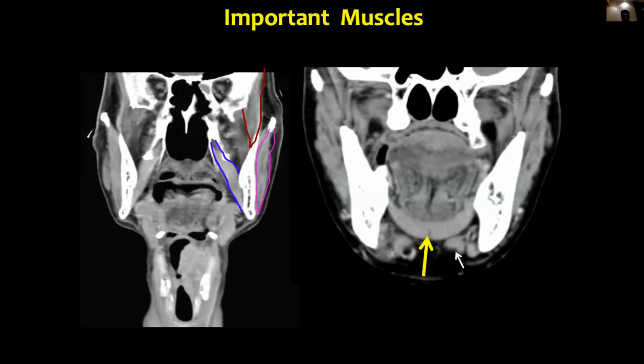As we move forward, I forgot to tell you the masseter muscle over here. So the masseter muscle is along the outer border of the mandible, forms one of the important muscles of mastication, and it is the masseter muscle.